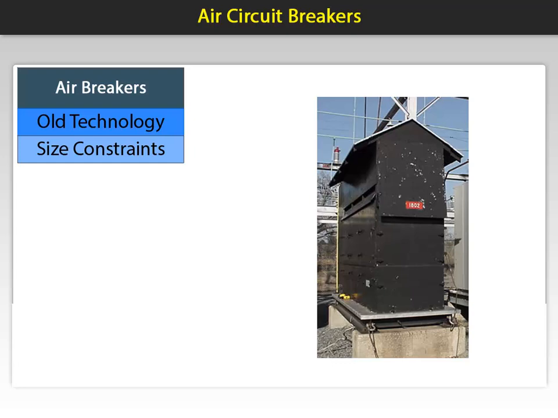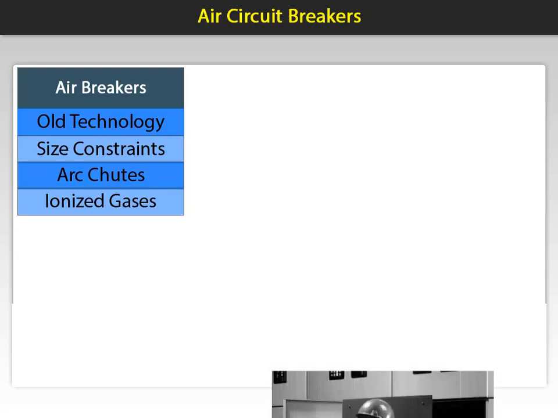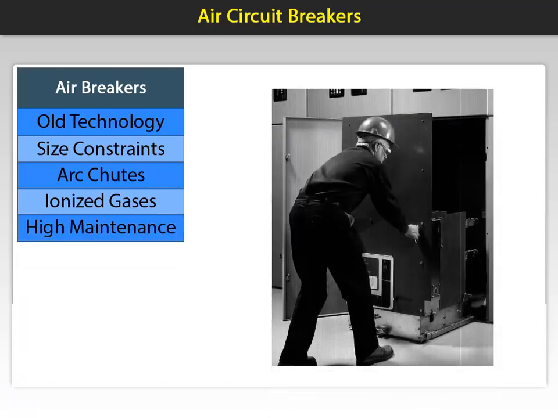They utilize large arc chutes to extinguish the arc when called upon to interrupt the circuit. Another big concern was the ionized gases emitted during an interruption. In most cases, these gases needed to be vented through air chambers within the switchgear enclosure and out the top away from personnel. Lastly, these were high-maintenance items requiring inspection, cleaning, and replacing the contacts.